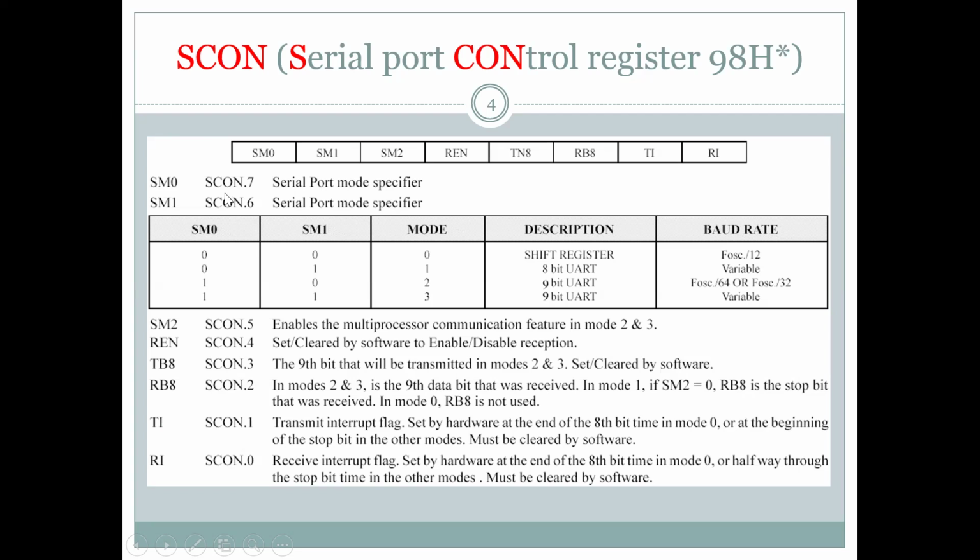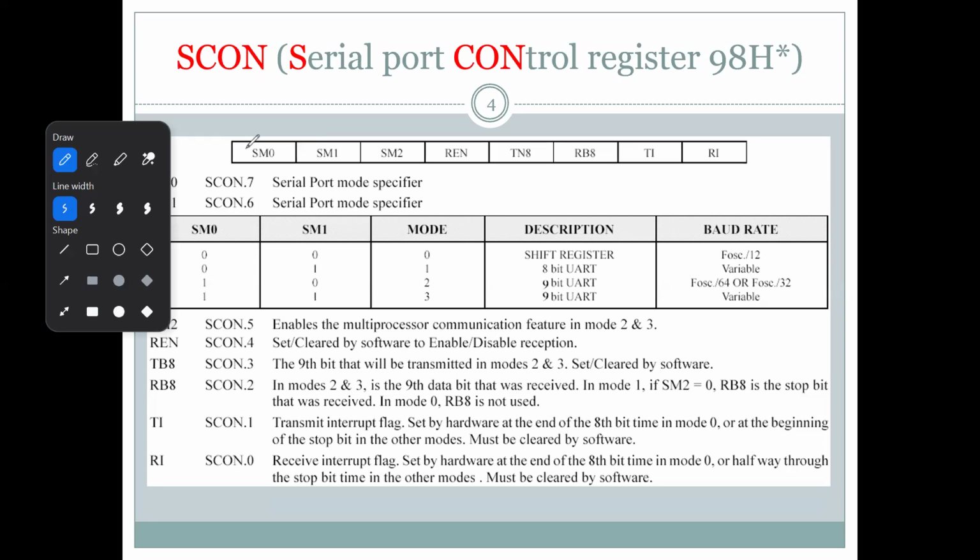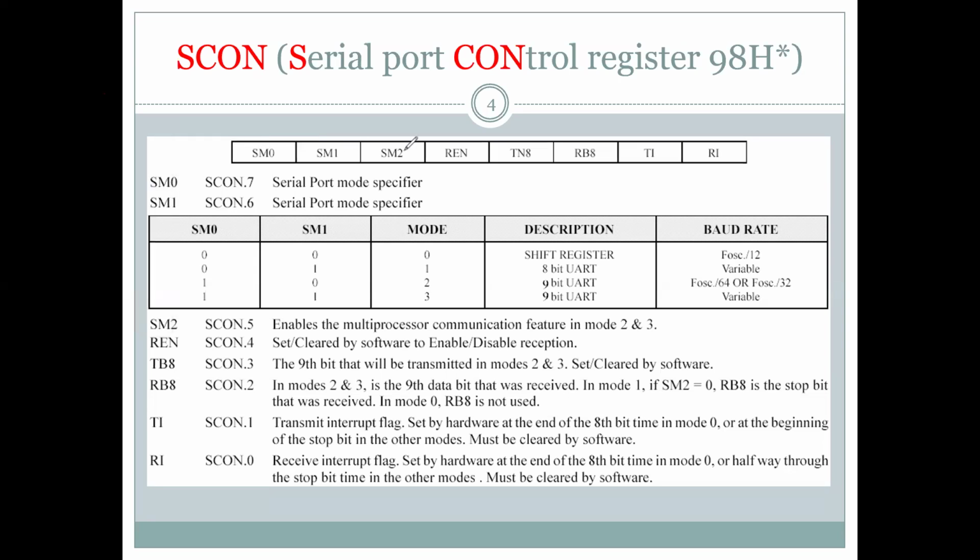Coming to SCON register format. So there's the 7th data bit, SM0, SM1, SM2. Nothing but serial port mode specifier bits. SM0, SM1, SM2, serial port mode specifier bits, out of which SM0 and SM1 are defined to specify the mode of operation. SM0 is the MSB bit. SM1 is the subsequent bit.